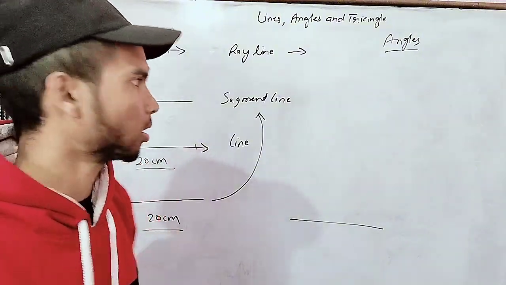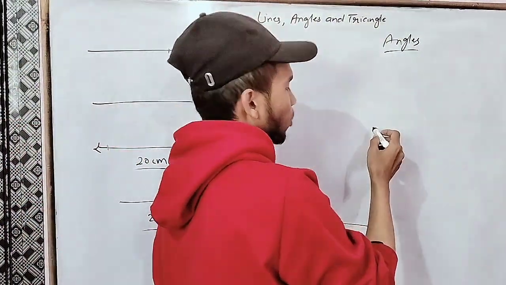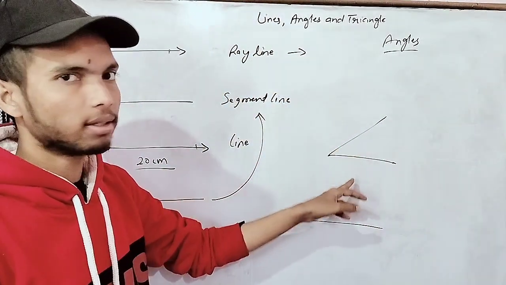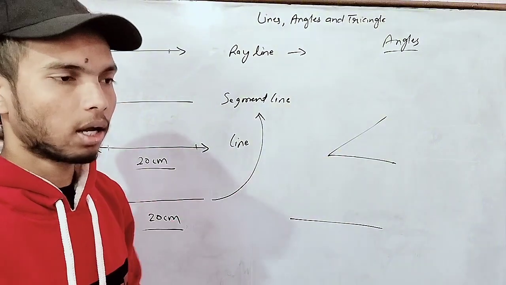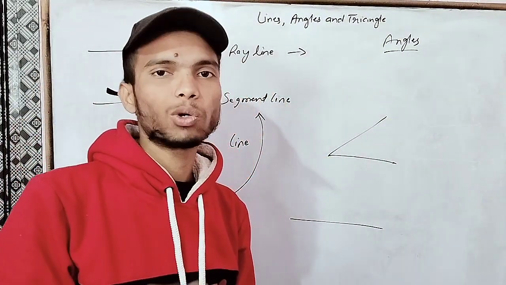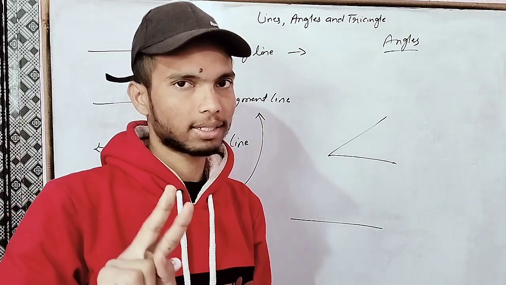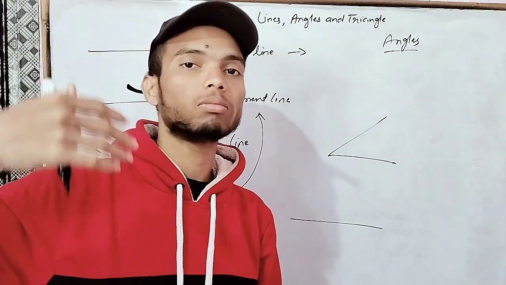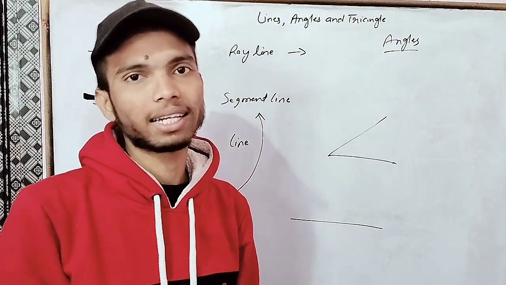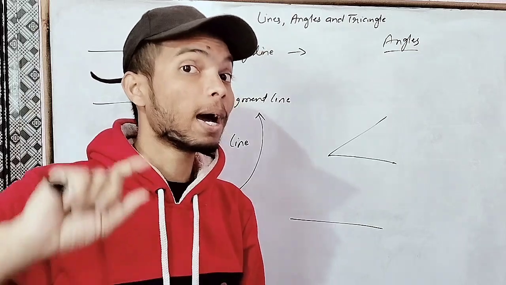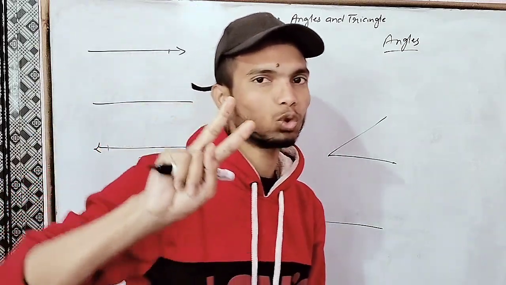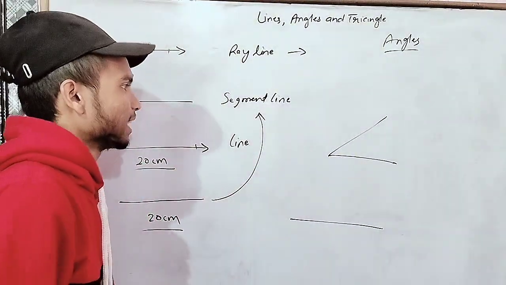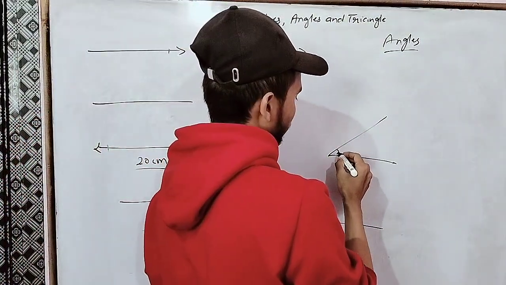We want an angle, so the formation of an angle is something like that. Here we have two lines. How many? One, two, three. To make one angle we should have two lines. If we have more lines, then we can create more angles, but at least we should have two lines to create one angle. Here we have one angle.